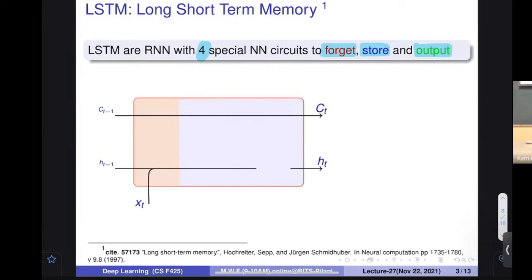In totality, they do that: what to forget, what to store, and what to output. They are responsible for this thing, and by this they can better represent the memory. Any problem on that? Any questions on that? So more details are going to come. I'm going to tell you more details very soon. So any questions till now?